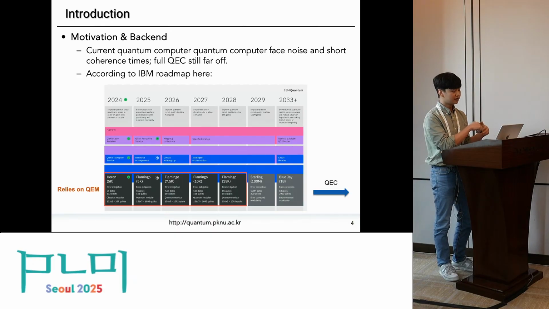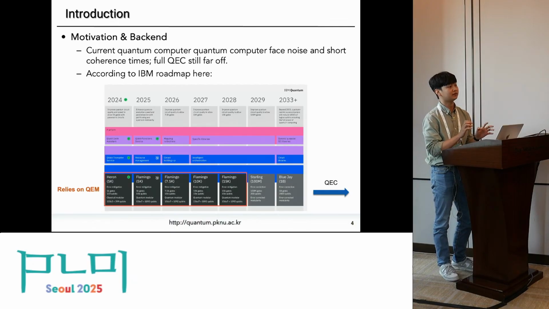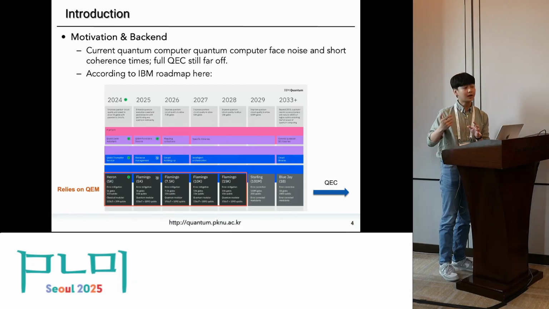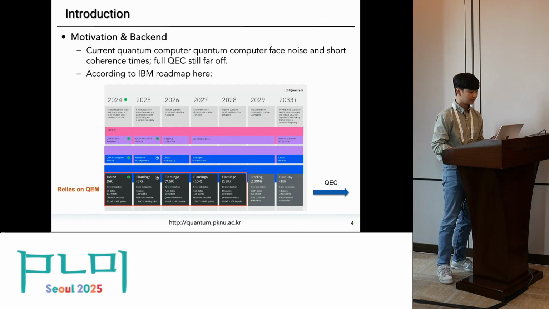It essentially can correct the bit flip and phase flip, but there are some sources of error like crosstalk and leakage that might turn the qubit itself into a non-computational basis. At that point, it's really hard to correct, and we might be able to rely on QEM to correct that source of error as well.